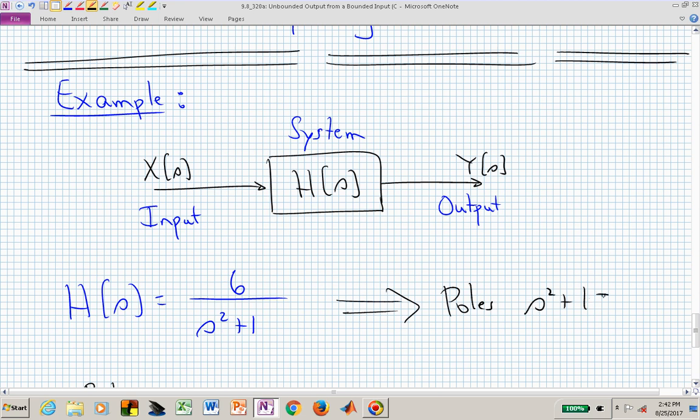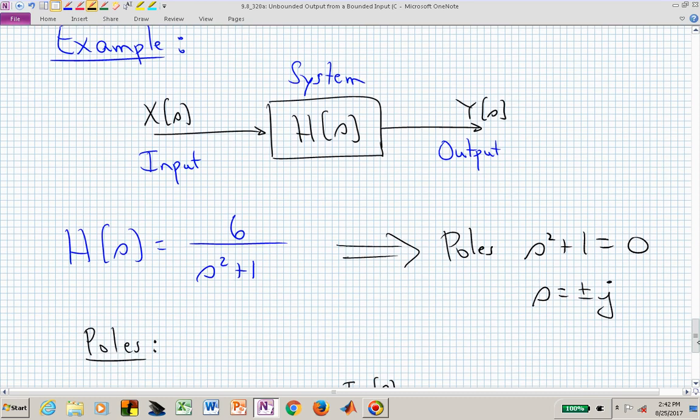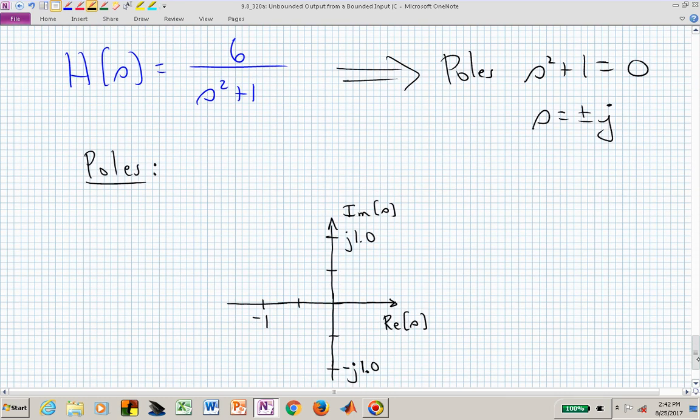at locations where s squared plus 1 equals 0. This is a quadratic. We expect to have two poles. S squared is equal to minus 1. So in fact, we have s equaling plus and minus j. We actually have poles on the imaginary axis. We now have, for our system, poles at plus and minus j. Boom. Now, what do we know?